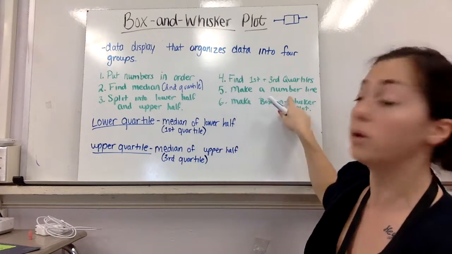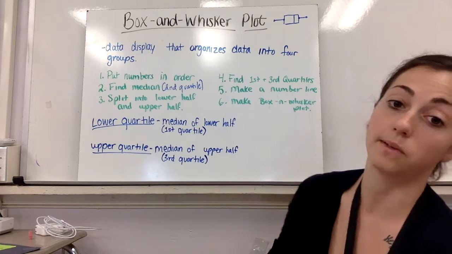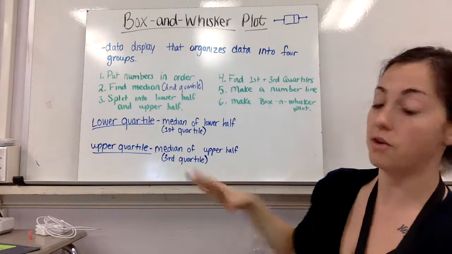So we make a number line that has to do with the data. That's step 5. And lastly, step 6 is make a box and whisker plot. So none of this is going to make sense until we actually do it. Make sure you have all this down.